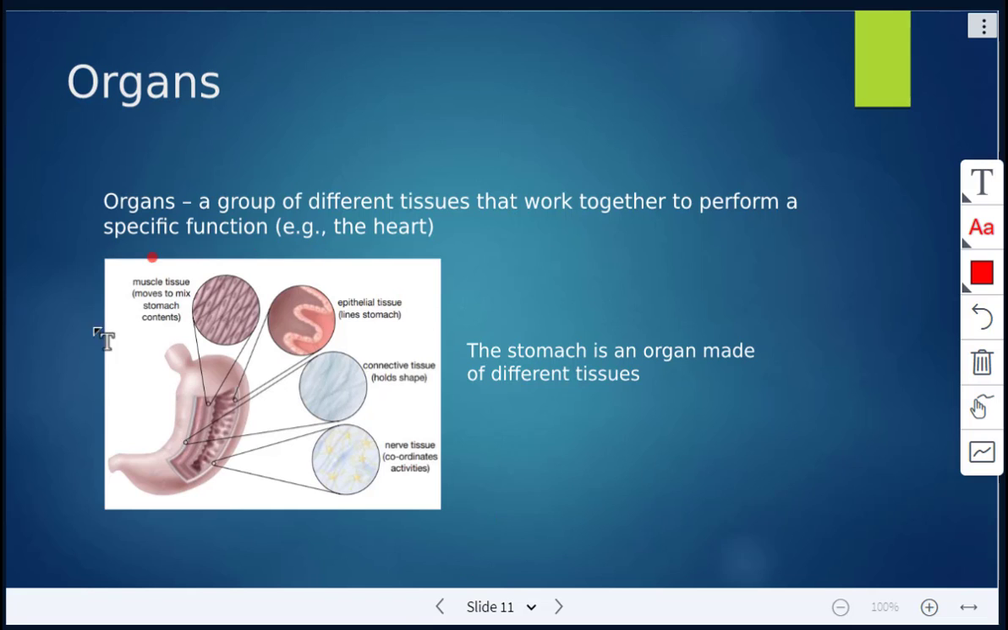So here in this diagram, we can see the stomach and how it's made up of different tissues. The stomach is made up of muscle tissue, which allows the stomach to move, to mix the contents of the stomach. We have the epithelial tissue, that's what lines the stomach. There's connective tissue, that's what holds the shape of the stomach. And then there's the nerve tissue. That's going to coordinate activities. It's going to send signals to your brain when you're hungry, when you're full, and so on.